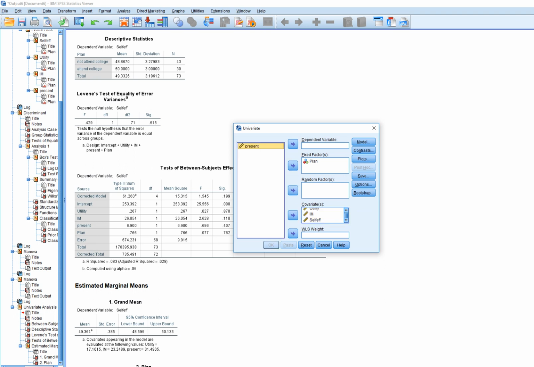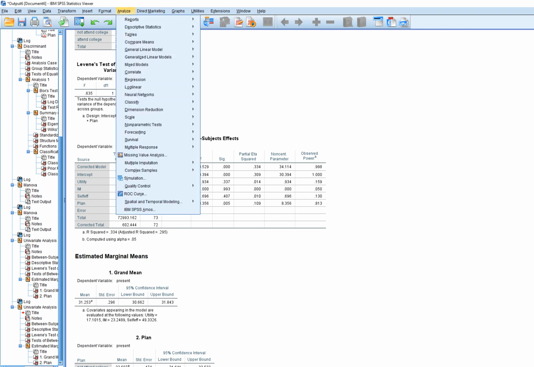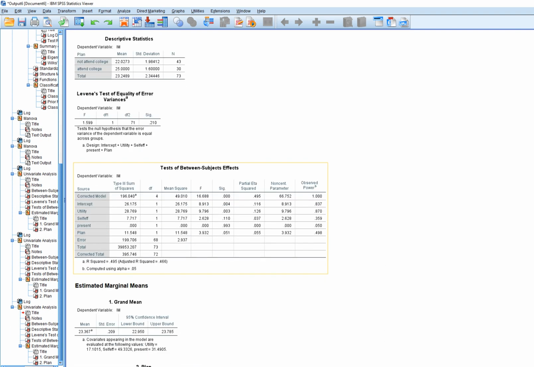We'll put present orientation in, and we can run that. Now you can see that when we are controlling for all the other variables, we have a significant relationship between plan and present orientation. You can just do that with each of the variables treated as DVs, with the others treated as covariates in the model. So there's IM right here. We'll put that in. And you can see we have close to, near significance at the 0.05 level for plan and intrinsic motivation.